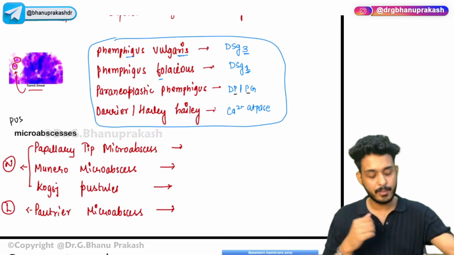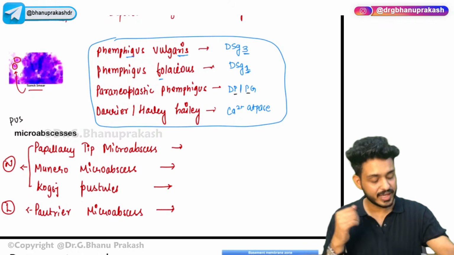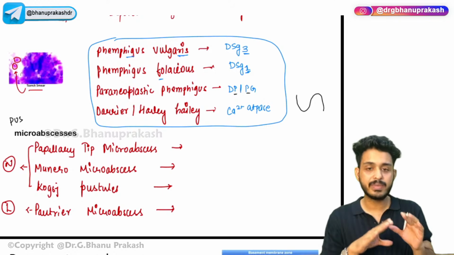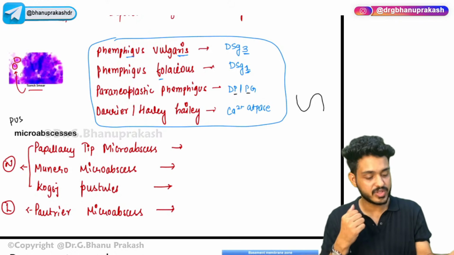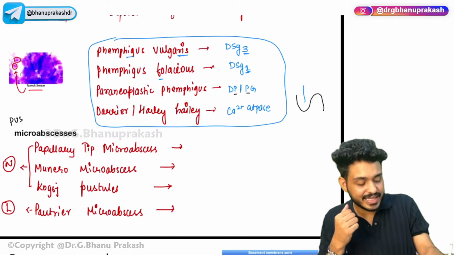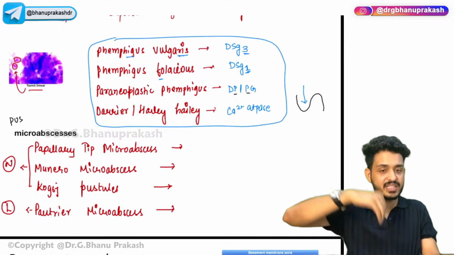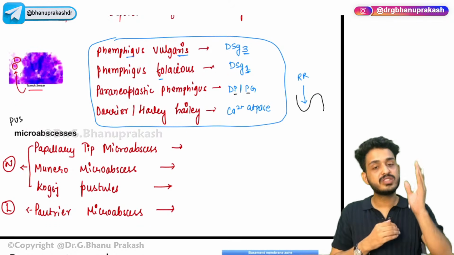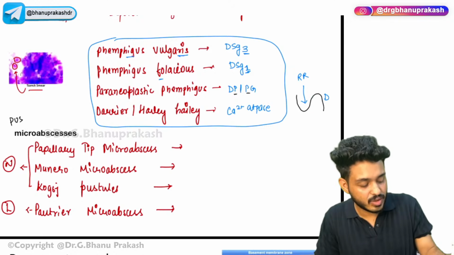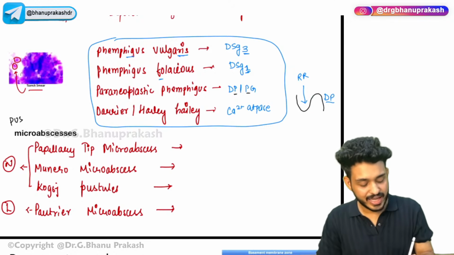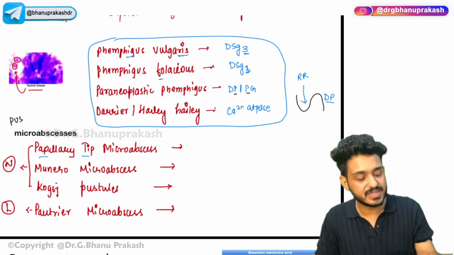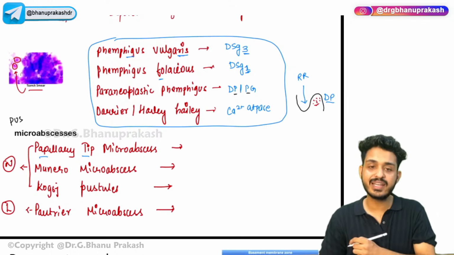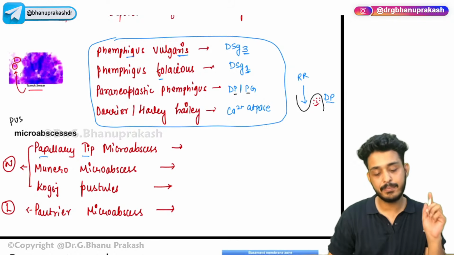So what are these? Papillary tip microabscess. We have already seen. Remember whatever I have told you in basics, we will be utilizing that information. What is that thing? What is the part of epidermis that is going inside dermis? That is your rete ridges. And the part of dermis which is going into epidermis, that is known as dermal papilla, okay. So we are having papillary tip microabscess. That means something is getting accumulated here. This is known as papillary tip microabscess.